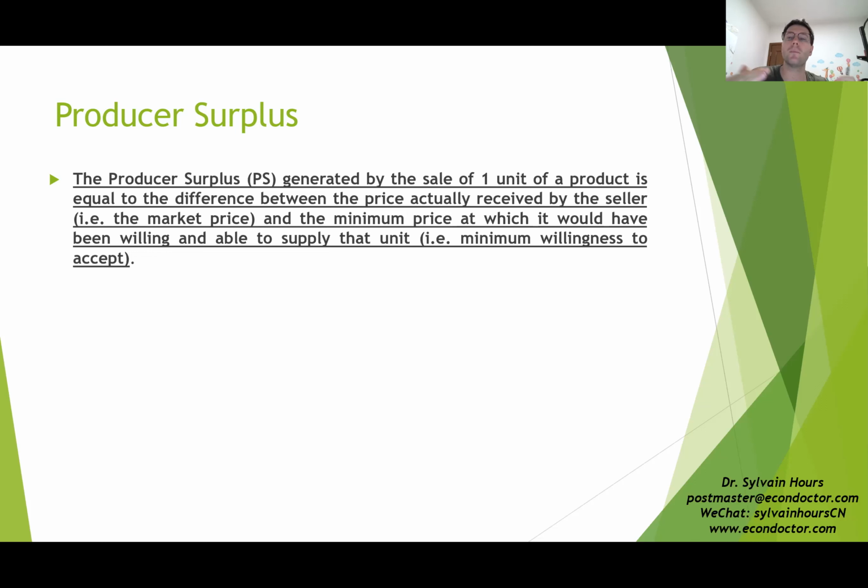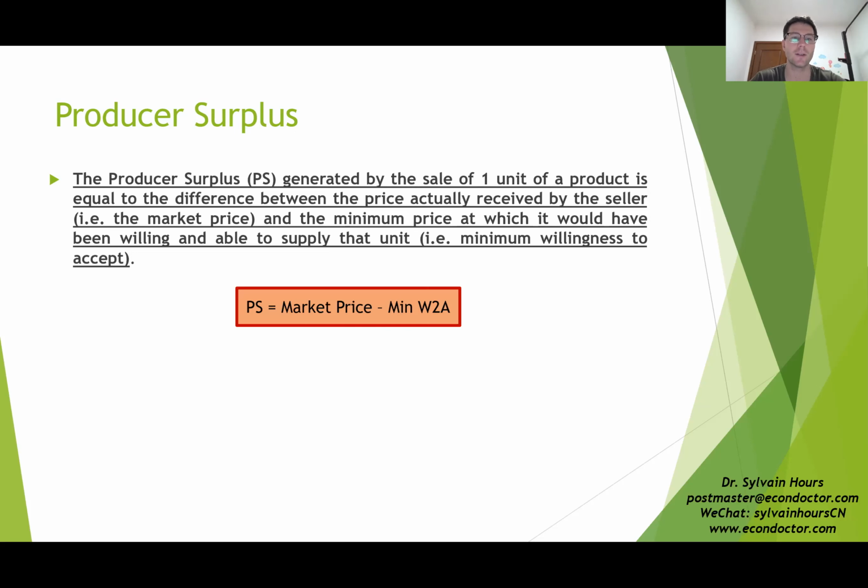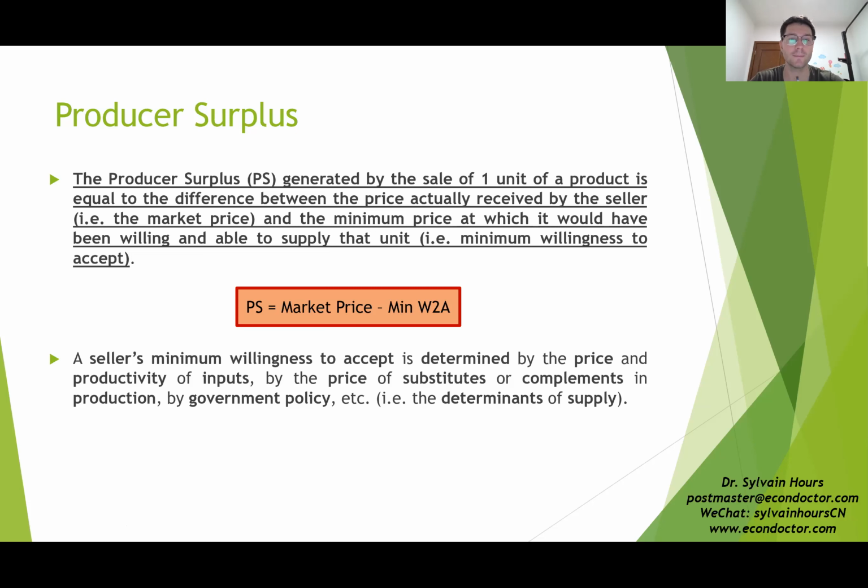So we talk about the minimum willingness to accept, the minimum price that you must receive so you accept to supply 1 unit of your product. And the producer surplus is equal to the difference between what you actually receive, the market price, and the minimum price at which you would have accepted to supply that unit. So that's the definition: market price minus minimum willingness to accept. Again, this is only the producer surplus for 1 unit.